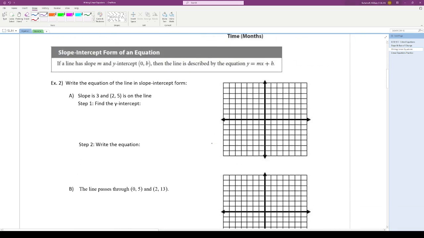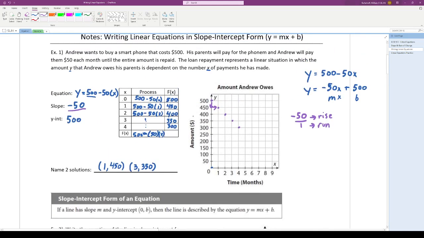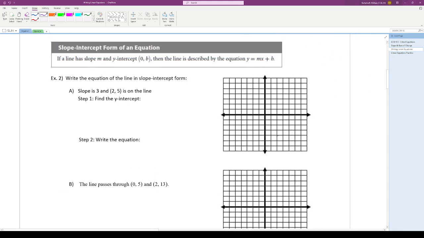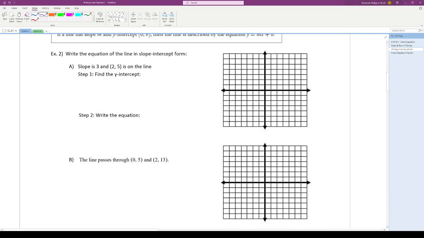Okay, so moving on, slope-intercept form. If a line has a slope m and a y-intercept at (0, b), then the line is described by the equation y equals mx plus b. We saw that in the last one where our (0, b), our y-intercept, the (0, 500), lands on the y-axis. That's why we call it the y-intercept. All right, I'm going to try to draw the line. If we draw this line right here, then where it runs into the y-axis, that is that b value, or the y-intercept.